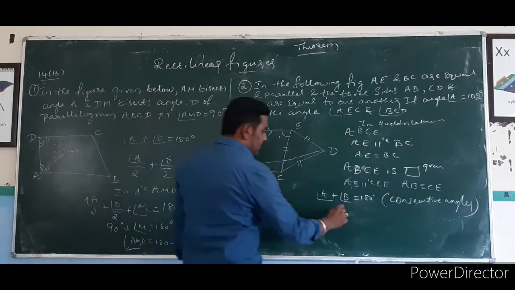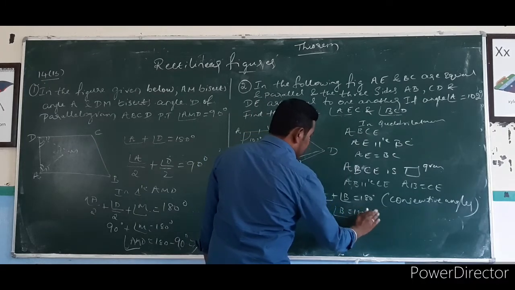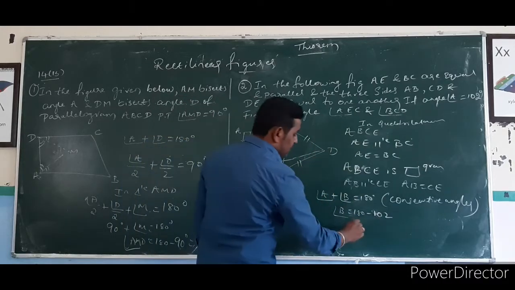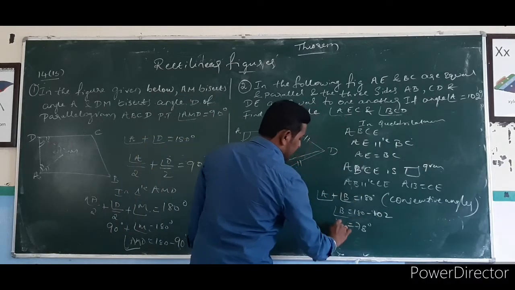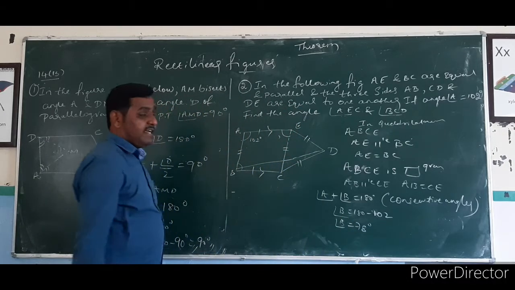Now you can automatically find angle B. 180 minus 102. Angle A is 102, as given. Shift to that side. So angle B is how much? 78 degrees. Angle B is 78 degrees.